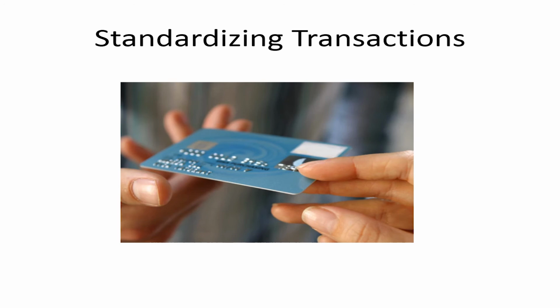Standardizing transactions. Standardizing transactions is another function of marketing channels. For example, in the milk delivery system, the distribution is standardized throughout the marketing channel so that consumers do not need to negotiate with the sellers.